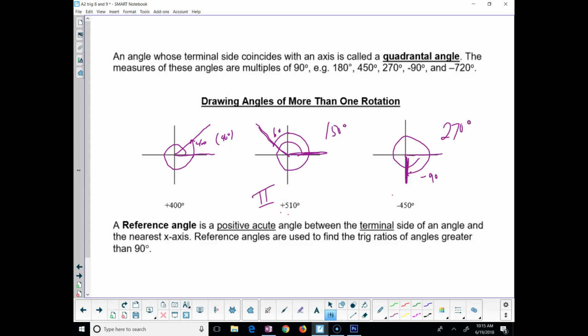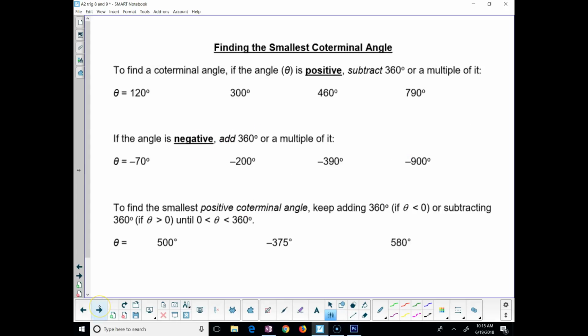We'll talk later about reference angles. A reference angle is a positive acute angle that's between the terminal side and the nearest x-axis. We're going to use these a lot later. The idea is, here you can't determine it. But here you're like, this is the actual reference angle. Here is the reference angle. So we're going to have to determine that, but that's for later on. Now, here's the cool thing.